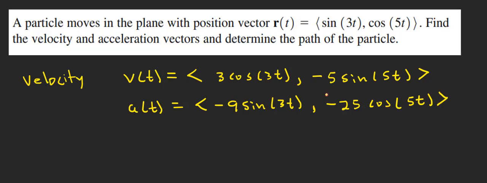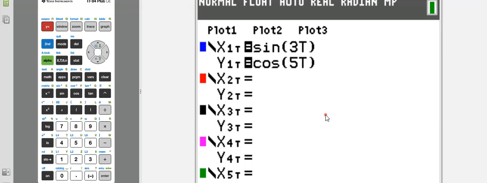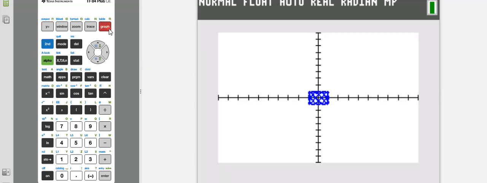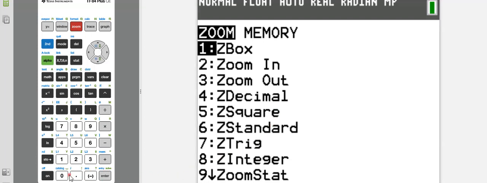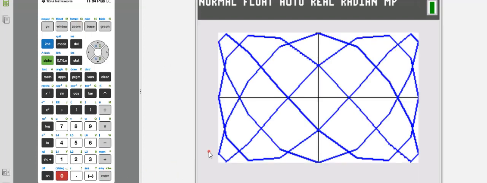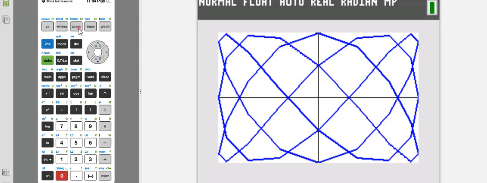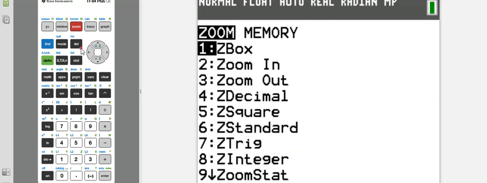So now, how do you determine the path of the particle? All you have to do is use your calculator and graph this in parametric mode. So let's go to the TI-84 and put in these values, and let's try to graph this. So this is not a clear graph. Let's go to Zoom, ZoomFit, which is 0. And okay, let's go to Zoom Square after that. Zoom Square, which is number 5.